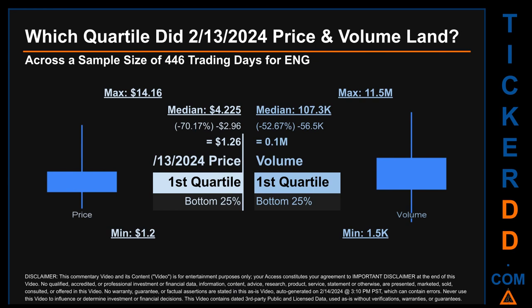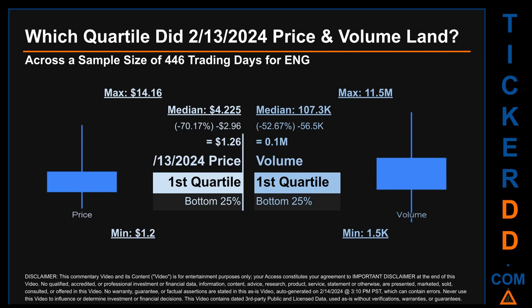The day's volume landed within the first quartile, at the bottom 25% of all sampled daily volume, which saw a max daily volume of 11.5 million and a minimum of 1.5 thousand. Quartiles tell us about the spread of a data set by breaking that data set into quarters, just like how the median breaks the set into half.